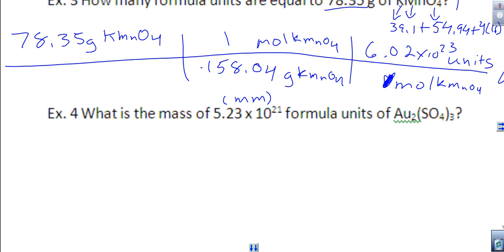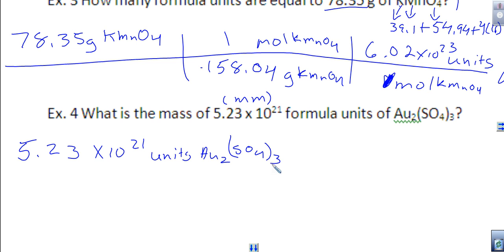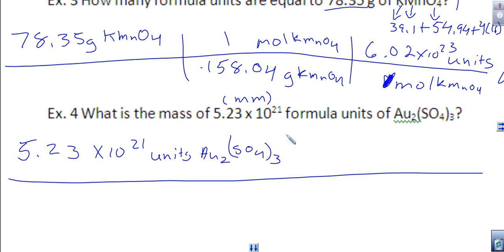Alright, so example 4. This one's the exact opposite of what we've been doing. This time we're starting off with 5.23 times 10 to the 21st units of Au2(SO4)3. Anybody want to take a guess at what that is? Gold, what version of gold is it? Gold 3. So this would be gold 3 sulfate. Good job. Okay, so right here we're starting off with units.